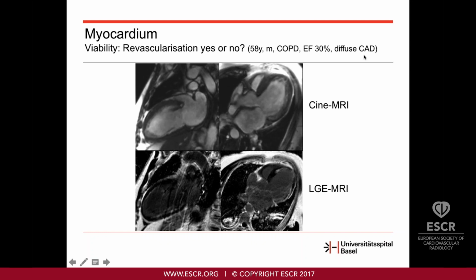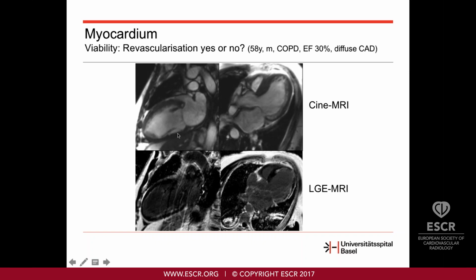This is important to plan treatment, to guide treatment. So if we identify viable myocardium, it's a good choice to revascularize this myocardium by means of, for example, bypass surgery or angioplasty. Whereas if we have no viable myocardium, it doesn't make sense to revascularize this myocardium. We have the associated risk with surgery or angioplasty, but we don't have a potential benefit.